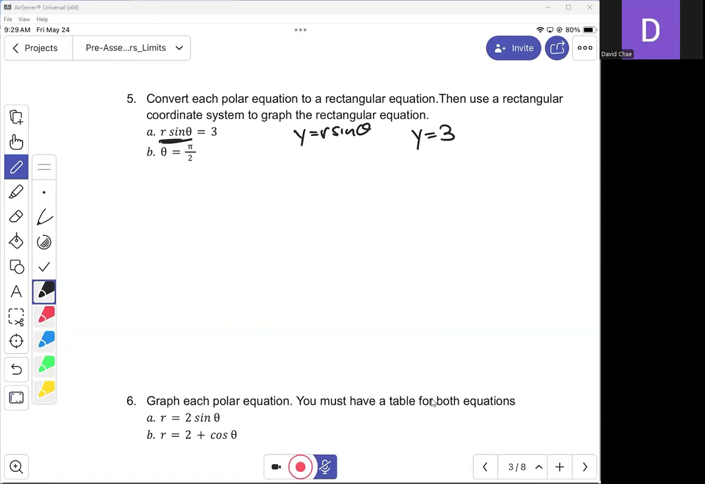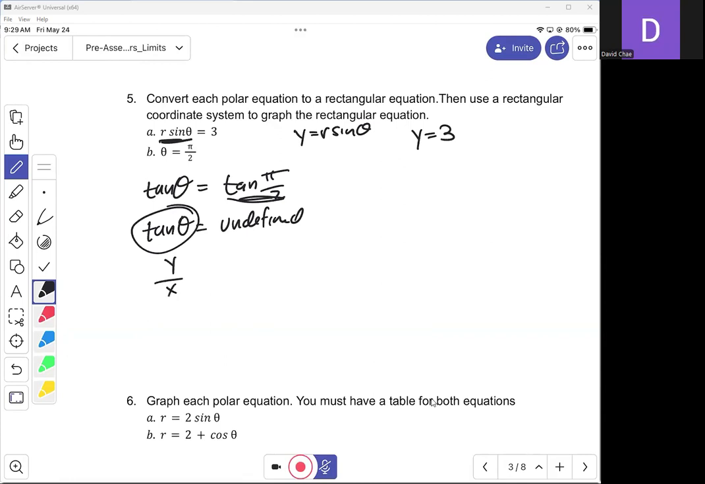The next one is you're going to put tangent on both sides. Tangent theta is equal to tangent of pi over 2. Now, tangent of pi over 2 is undefined. So tangent of theta is equal to, this is undefined here. All right. And then we're going to convert the tangent into y over x, right? Because it's the opposite over adjacent. So at the end of the day, when you think about this, where's a linear equation that's undefined? It's going to be x is equal to 0.